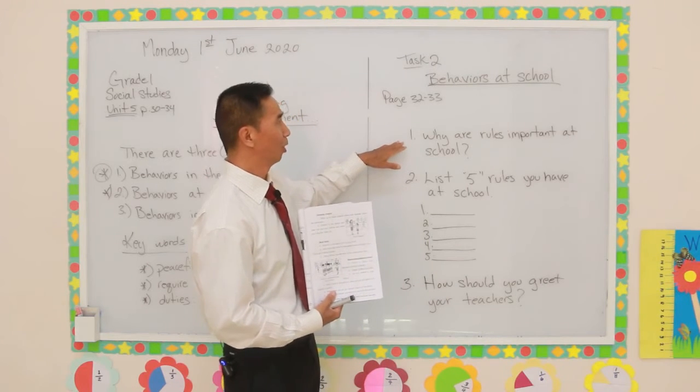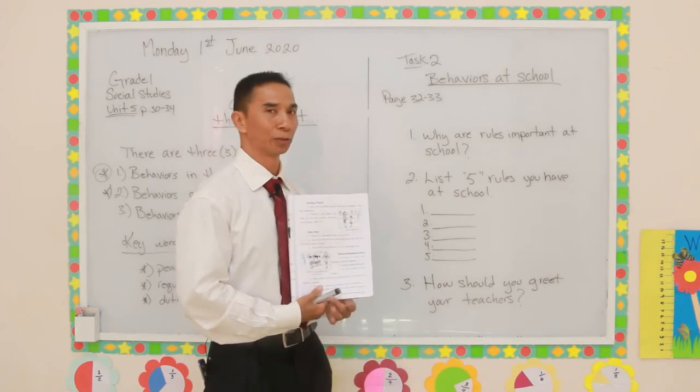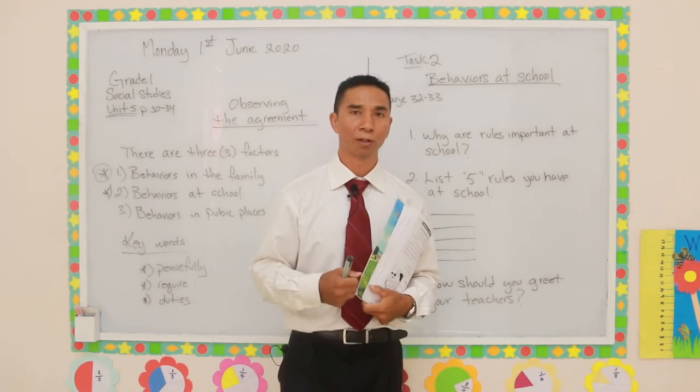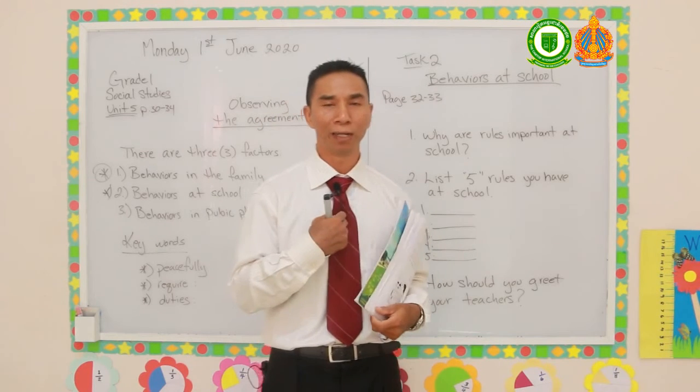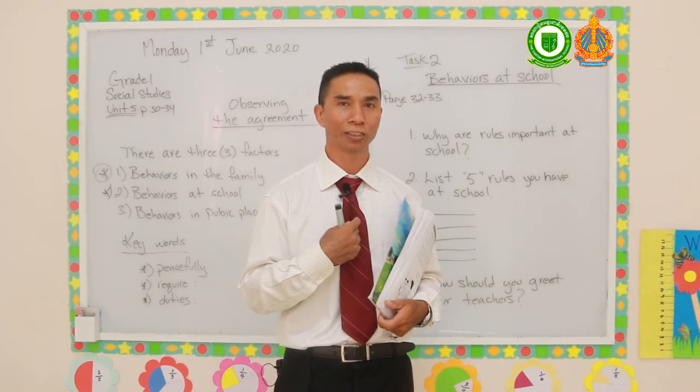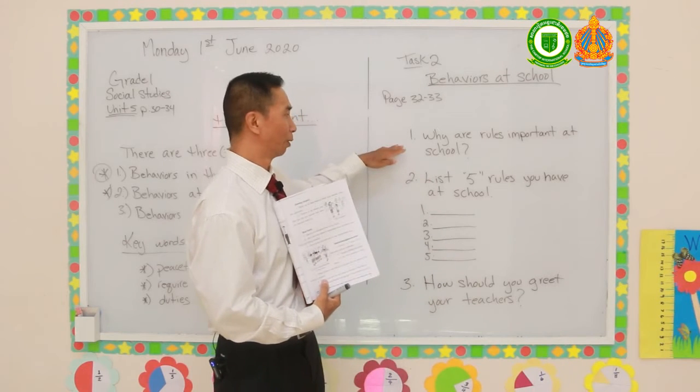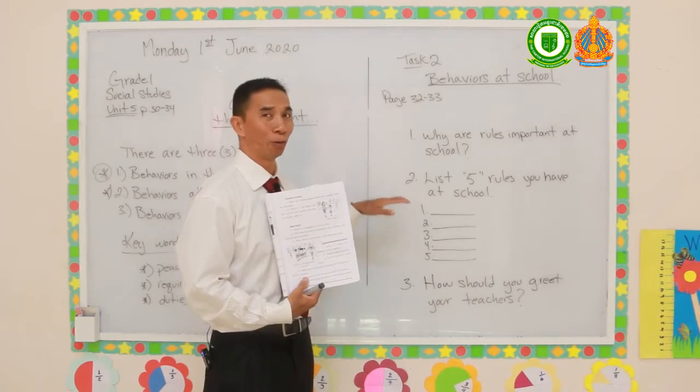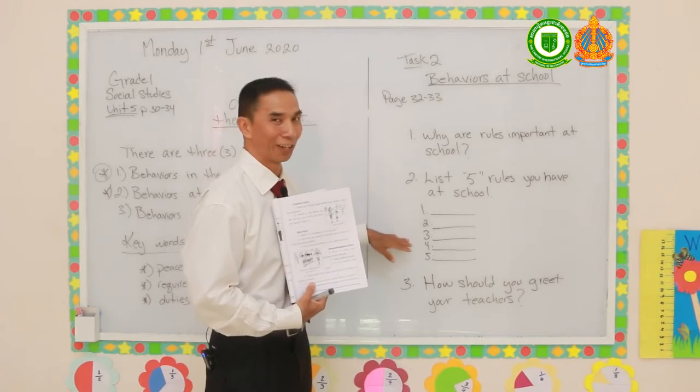The first question is, why are rules important at school? Why are they important? Why do you need them? And why do I, as a teacher, need these rules also? So let me know. And the second question, I hope you know more than just 5.